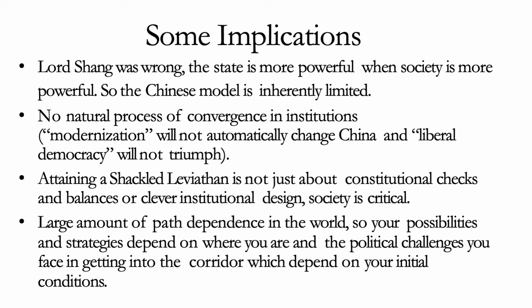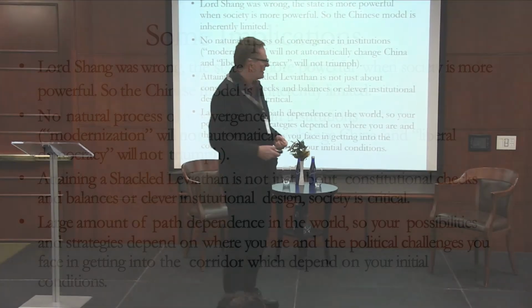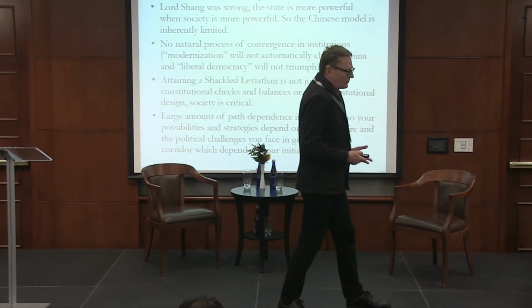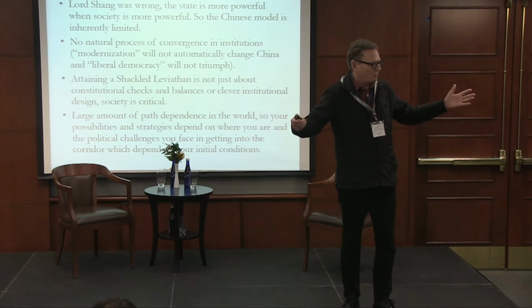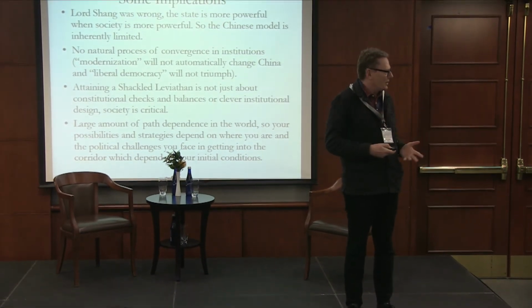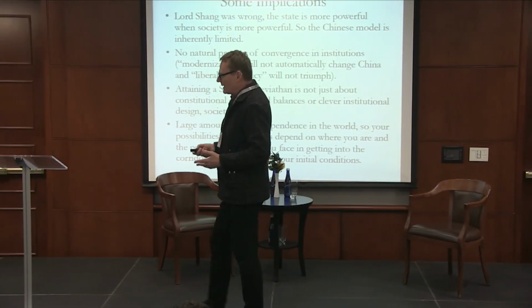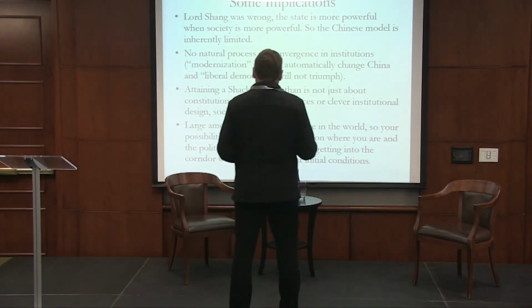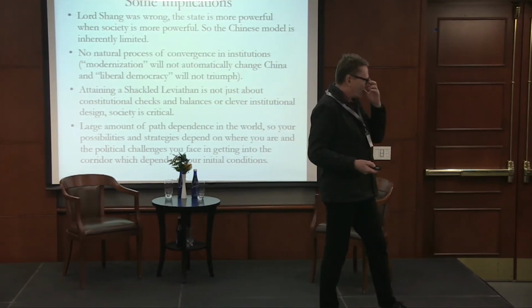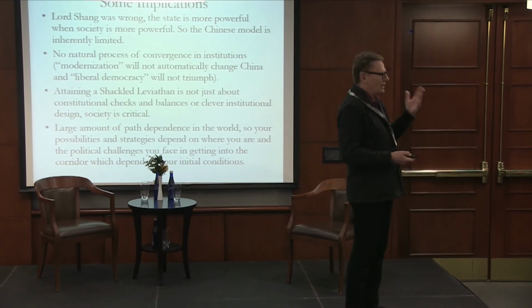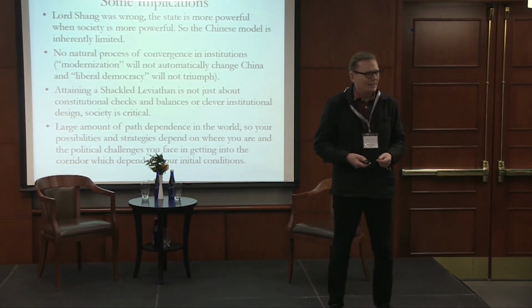Lord Shang was wrong. Okay? So the Chinese model, whatever that is, is inherently limited, because the state is created without this cooperation and contestation with society, and that's a crucial implication. Another thing I sort of flagged out of this is that there's no natural process of diversity. Diversity is the norm in the world. Institutional diversity, diversity in the relationships between state and society. It's deeply rooted historically, and you don't expect that to automatically change. I wouldn't expect it to automatically change in China, and I wouldn't expect it to automatically change anywhere else.